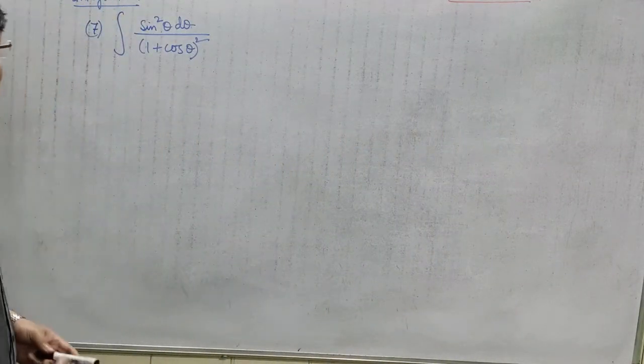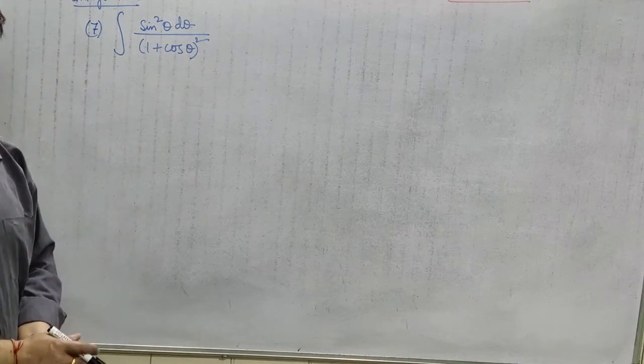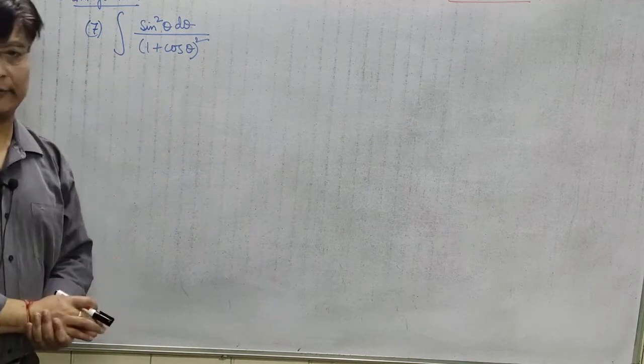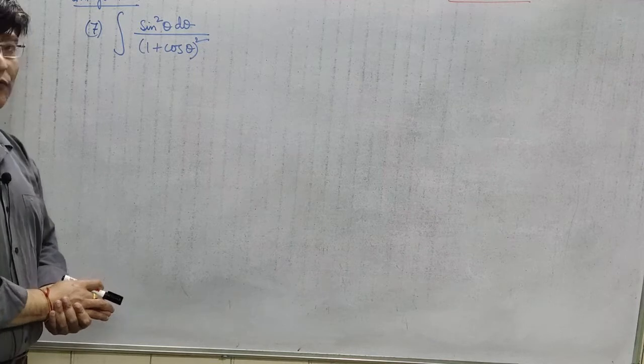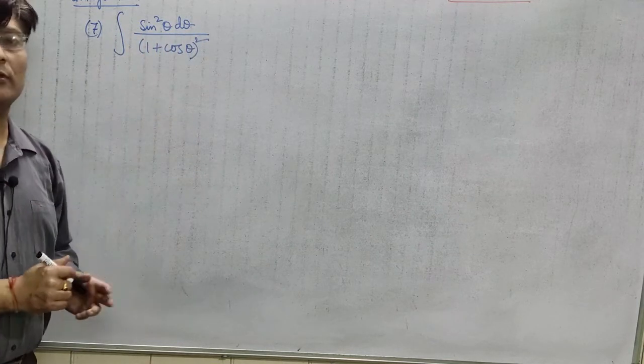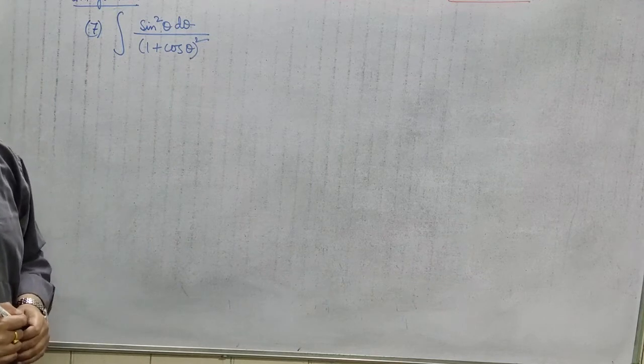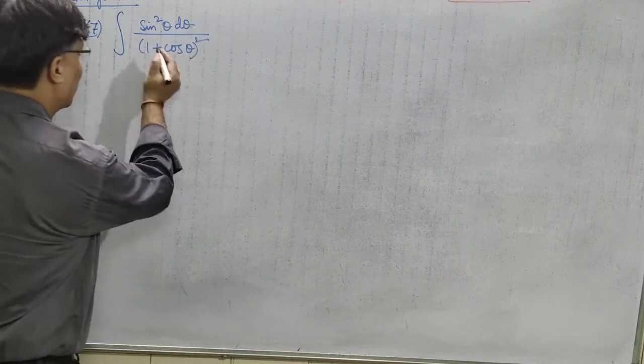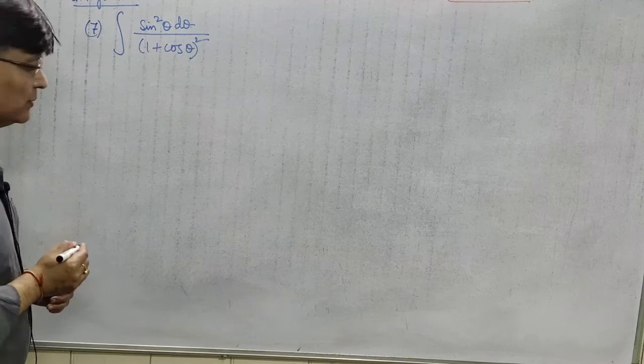So now we will do the next question, that is question number 7. You have to evaluate this integration, that is the integral of sin square theta d theta divided by (1 plus cos theta) whole square. Okay, so how can you evaluate this integration?